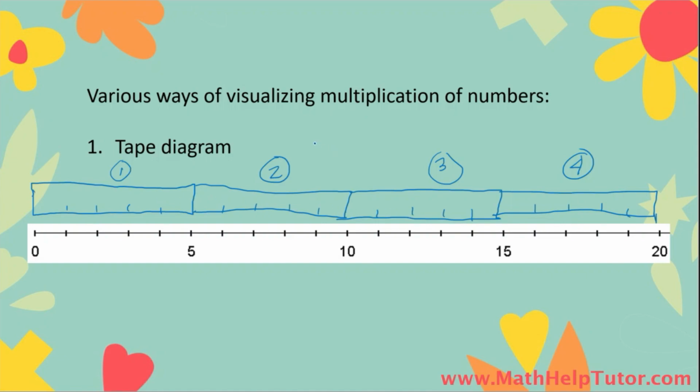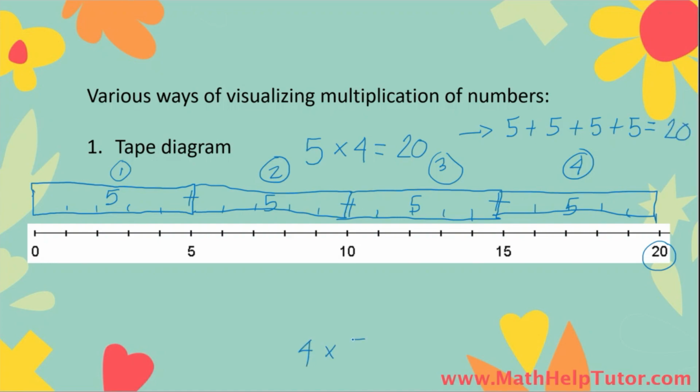So this can also be written as a strip that is 5 numbers long multiplied by 4, meaning there are 4 of these strips, and that is equal to 20. Now you can see that this also shows us that 5 multiplied by 4 is actually 5 plus 5 plus 5 plus 5, which is equal to 20. So 5 times 4 is the same as 5 plus 5 plus 5 plus 5, which is equal to 20. Interestingly, 4 multiplied 5 times is also 20. Let's see that drawn on the tape diagram.